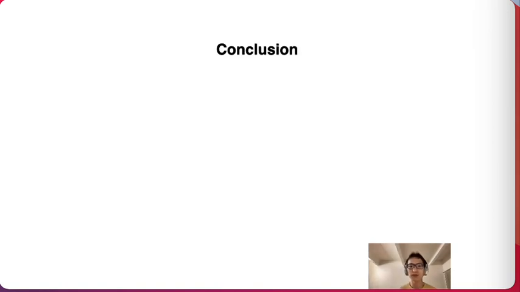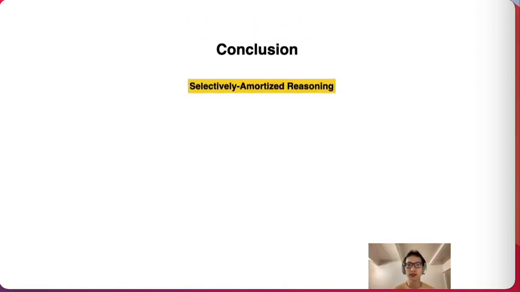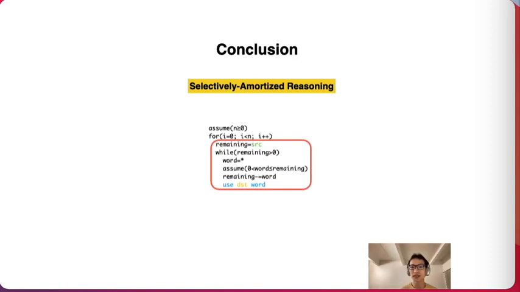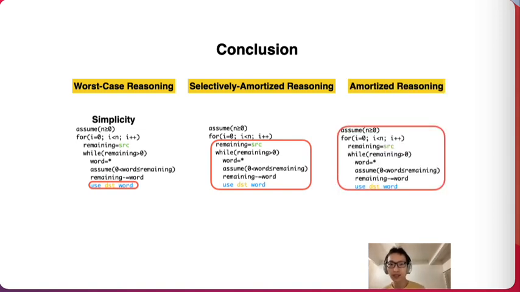To conclude, in this work, we introduce selectively amortized reasoning. For this example, selectively amortized reasoning could mean treating one iteration of the outer loop as a segment. By contrast, worst-case reasoning treats a single use command as a segment. It is simple because it considers every use command to have a worst-case cost. Amortized reasoning treats the whole program as a segment. It is precise because it infers invariance for the entire program.